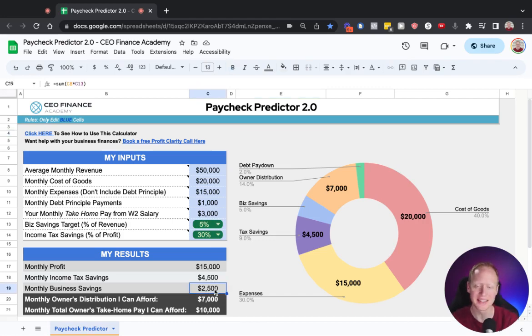Now, monthly business savings is the percentage of money that you're setting aside every month into a separate savings account. We call it a growth account. And we use that money in a couple of different ways. We go through that a little bit in some of our other trainings. But then we get to the big thing that you actually care about.